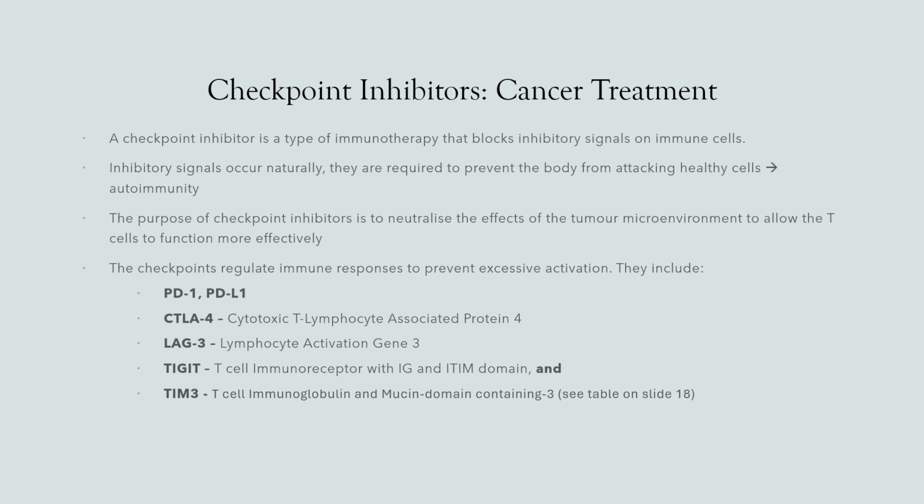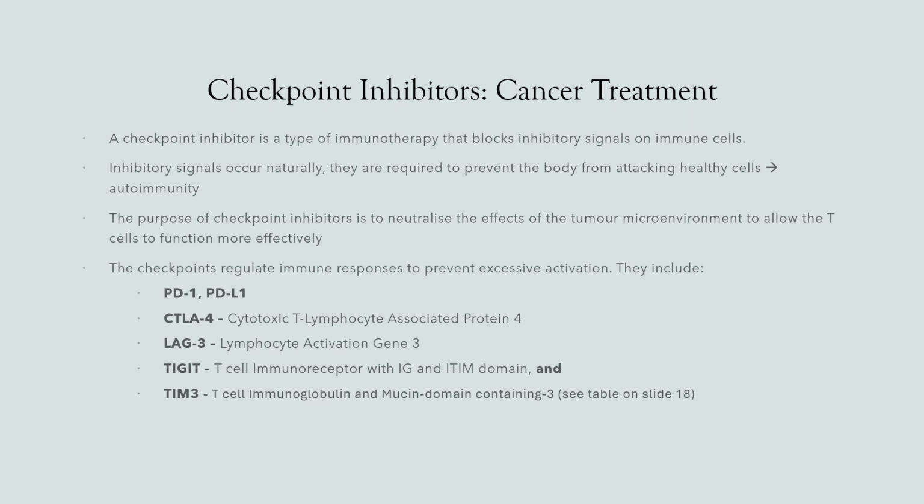The tumor microenvironment takes advantage of the body's natural inhibitory signals by either overexpressing the molecules that are responsible for it, or other things that I can discuss in later slides. And what happens is you create a tumor microenvironment where it's very difficult for the T cells to actually get to the tumor cells to destroy them. These checkpoint inhibitors neutralize that microenvironment, allowing the T cells to get to the tumor cells and destroy them.